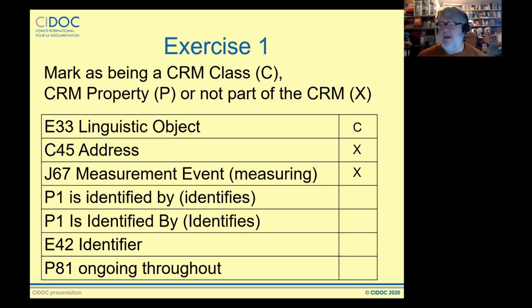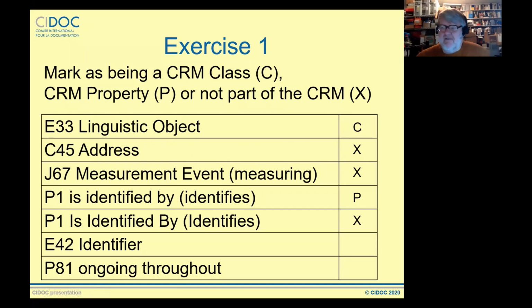Right. What about P1 is identified by identifies? Okay. People think that's a P. Oh yeah, you're right. Well done. What about P1 is identified by identifies? What do you think that is? Yeah, that's right. It breaks the rules, doesn't it? It's got capital letters. So well done for spotting that.